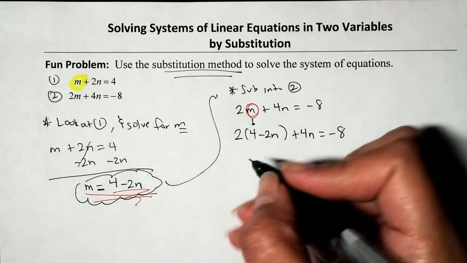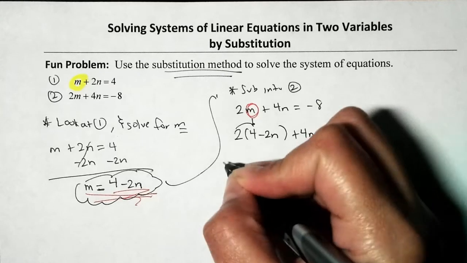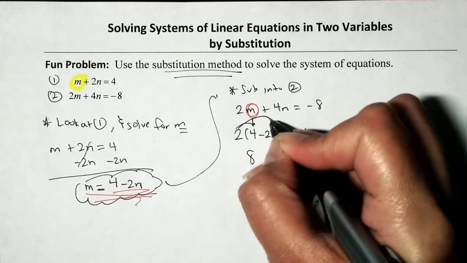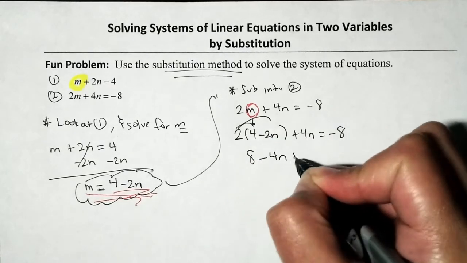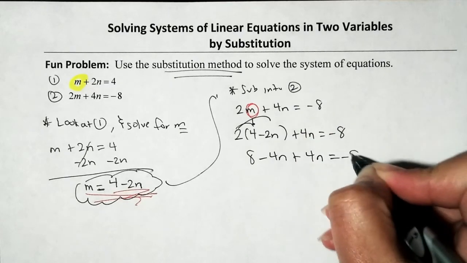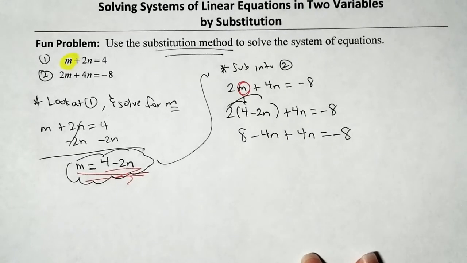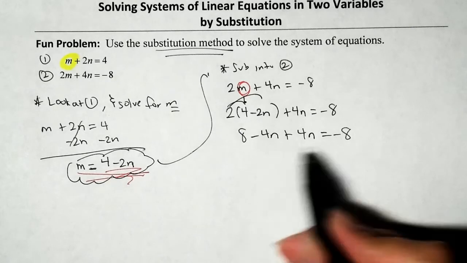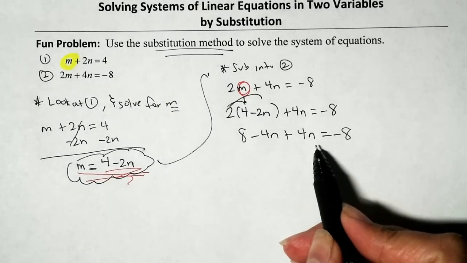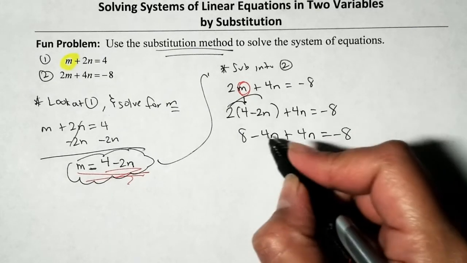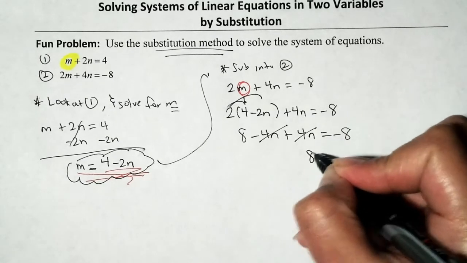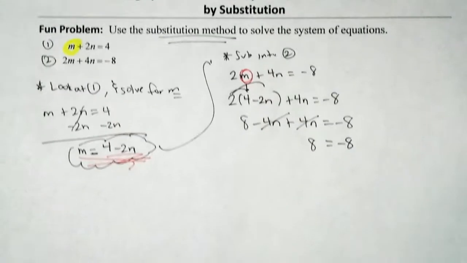Let's clear the grouping symbol. The product of 2 and 4 is 8. The product of 2 and -2n is -4n. Let's bring down the rest of the problem, and continue to simplify the left side. -4n plus 4n, the sum is 0, or we cancel out, and that will leave us with 8 equals -8.